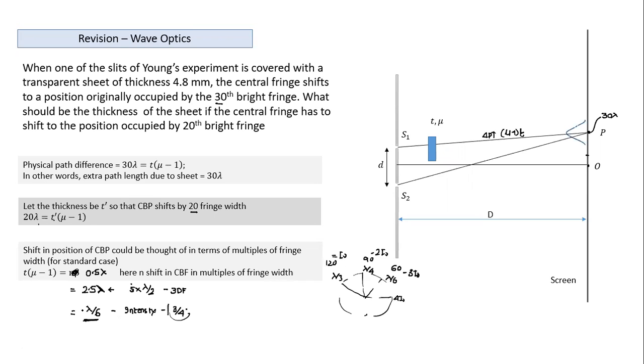So some questions can also ask: what was the intensity before it shifted? Which point has it shifted to? What was the original intensity of light? If it was lambda by 6, it will shift to a point where the original intensity was 3/4 of the maximum intensity. So for all questions related to the introduction of a sheet, we can think in terms of the path difference in multiples of wavelength. That gives a better idea of what the shift will be.